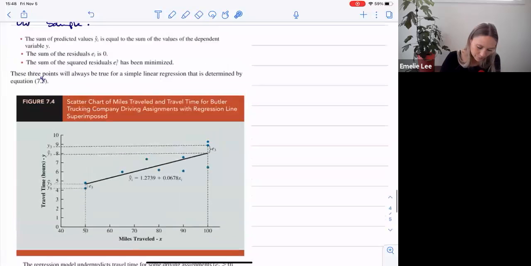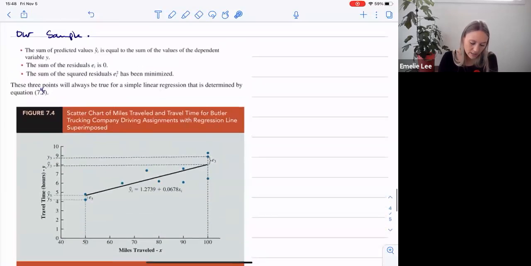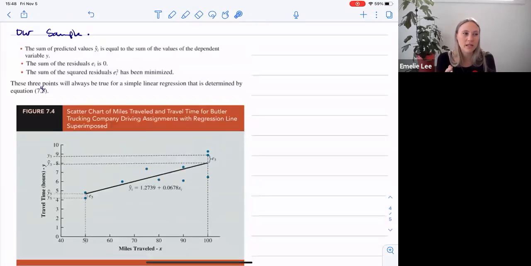Then this value of y of roughly 5.5 would be our best guess at how long it's going to take them. And just as a couple of facts here, the sum of the predicted values is going to be the sum of the values of the dependent variable y. That's an interesting fact. We're not going to use it so much, but it's true.